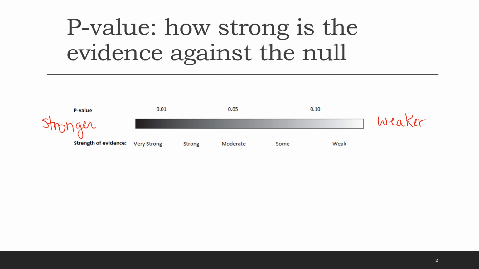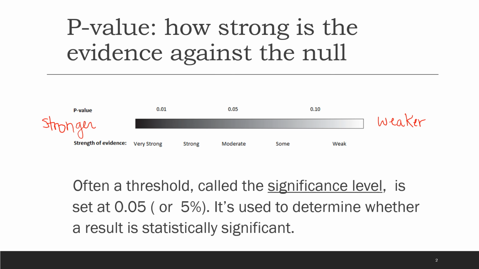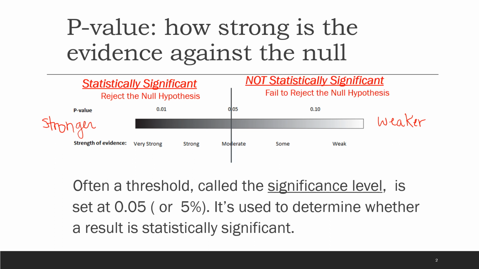Now, often we said that we choose a significance level, which is a threshold that's used to determine whether to reject the null hypothesis or not. And so if we set the threshold at 5%, then if the p-value is smaller than 5%, we say the evidence is strong enough to reject the null hypothesis, and we have a statistically significant result. On the other hand, if the p-value is not smaller than 5% here, then we say the evidence is too weak based on our sample to reject the null hypothesis, and the result is not statistically significant.